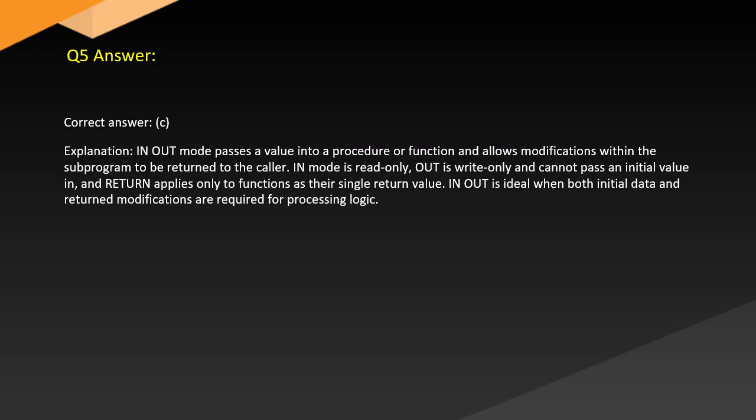Answer. Correct answer, C. Explanation. IN OUT mode passes a value into a procedure or function and allows modifications within the subprogram to be returned to the caller. IN mode is read-only, OUT is write-only and cannot pass an initial value in, and RETURN applies only to functions as the single return value. IN OUT is ideal when both initial data and returned modifications are required for processing logic.